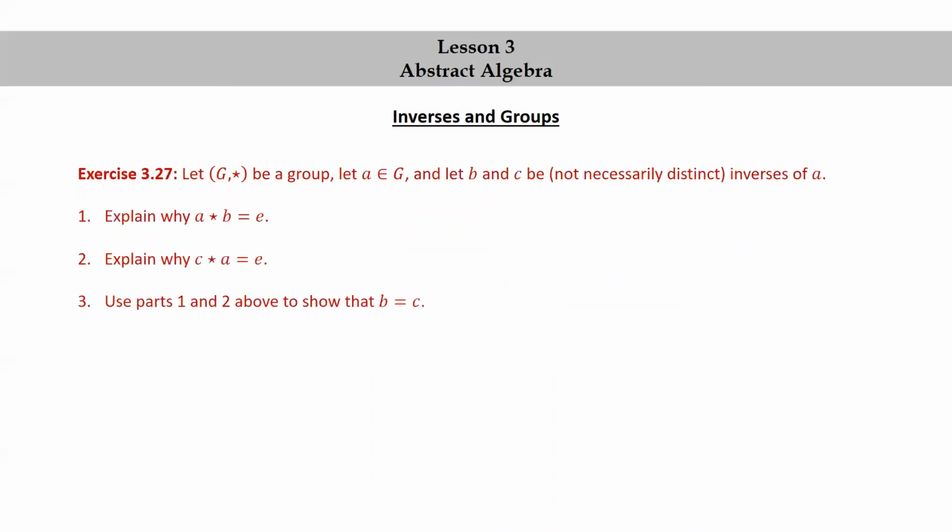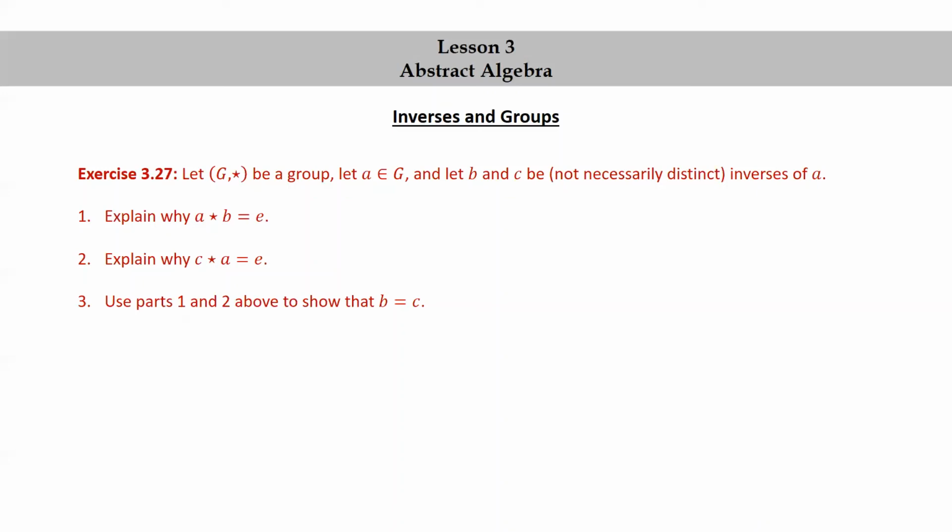Let's finish one more exercise. Let G star be a group, let A be in G, and let B and C be not necessarily distinct inverses of A. Go ahead and pause the video, try this exercise, and then resume the video to check your answers against mine.